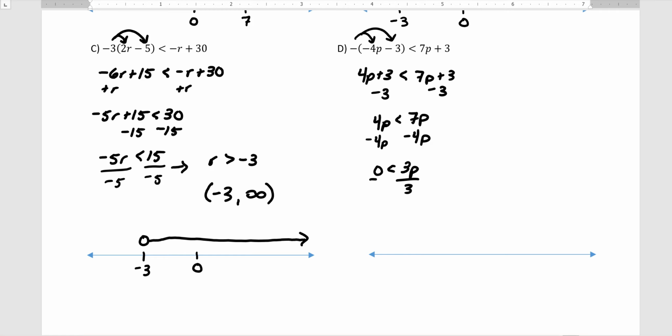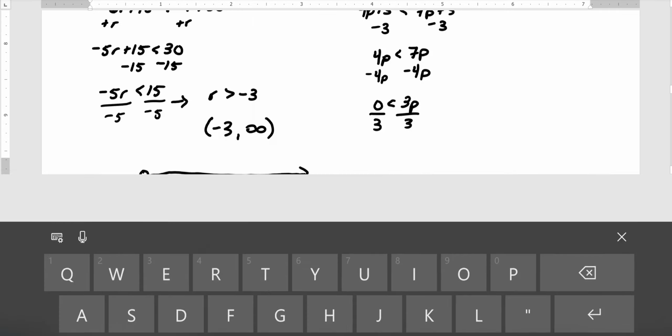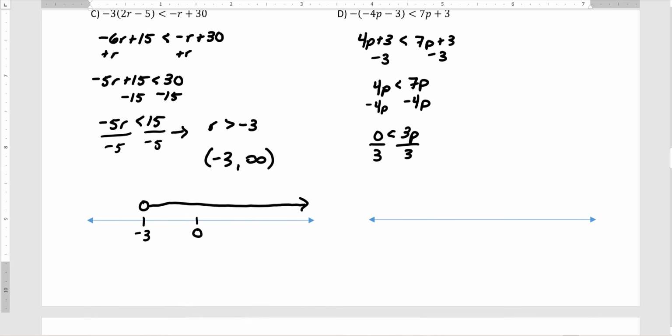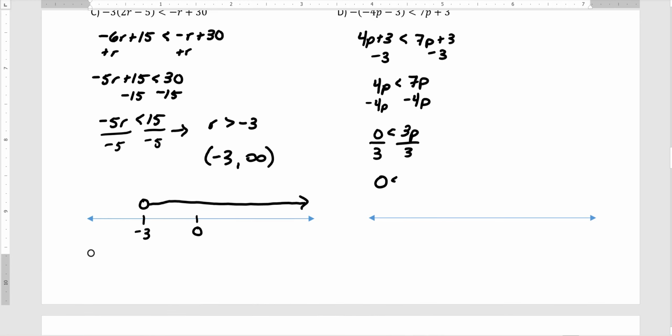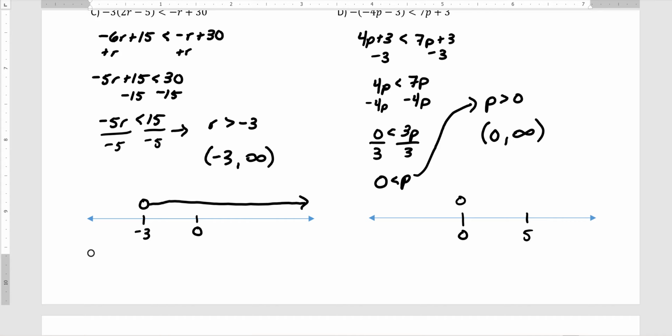Divide by 3, divide by 3. And I would end up with 0 is less than p, which means that p is greater than 0. Fantastic. So if p is greater than 0, then in interval notation that is 0 to infinity. On my number line, mark 0. You can mark some number here, let's say 5. Open circle above 0, and since it's greater, I'm going to the right. P is greater than 0, like so.